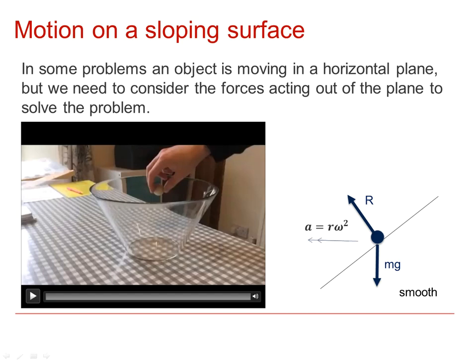Of course, usually friction would cause the object to slow down, and therefore it would start to go down into the bottom of the bowl. But our diagram shows the forces that are acting, normal reaction and mg, the weight, and they give, as usual, a resultant towards the center of the circle to produce the centripetal acceleration.